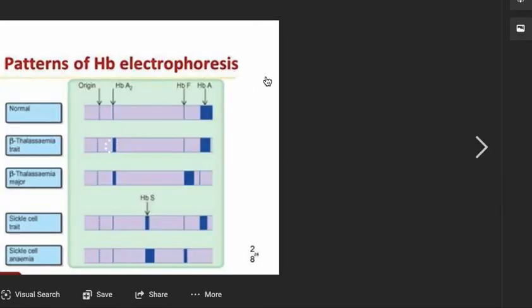Yes, this one. So now you can see over here, these are the patterns of hemoglobin electrophoresis. This is the normal. See, normally in our blood there is a lot of hemoglobin A and a small amount of hemoglobin A2. I told you 95% is like this. In beta thalassemia, this hemoglobin is less, this one is more. In beta thalassemia major, this one is even less, this one is even more. In sickle cell trait, hemoglobin S is making a big band. And in sickle cell anemia, this band is even enlarged.